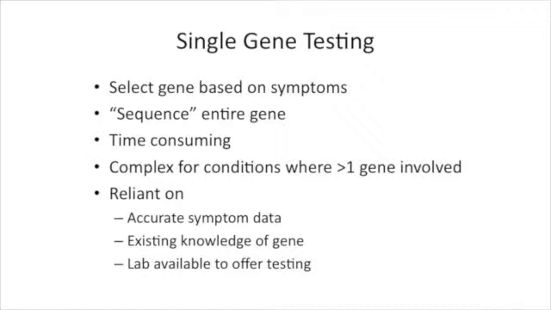Now we're looking at probably 3 months, and it's complex if there is more than one gene known to associate with a particular condition, because which one do you choose first? Usually we test the one that's known to cause the most cases. Obviously it's reliant on accurate symptom data and the existing knowledge of the gene, so someone has to have discovered the gene, and then a lab has to be available to offer testing. It's usually quite expensive, so a couple of $1,000s would not be out of the ordinary for that type of testing.